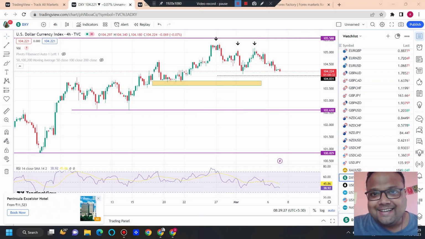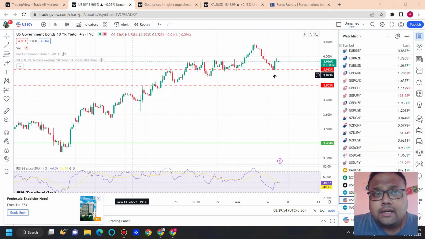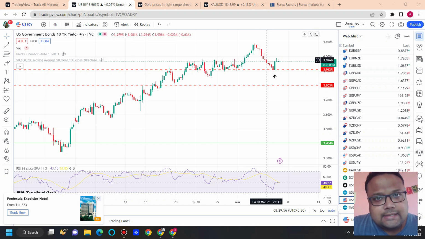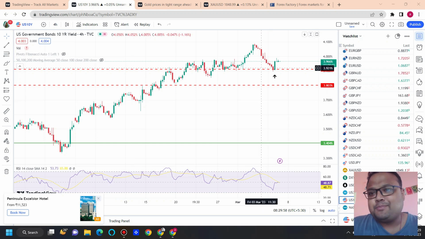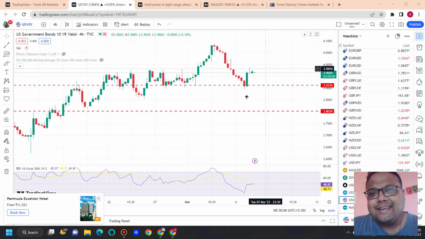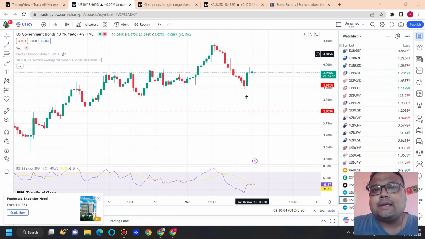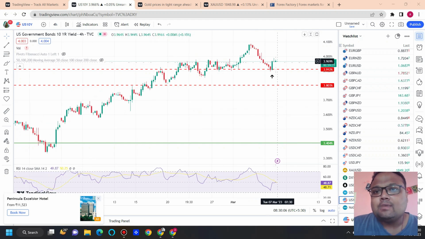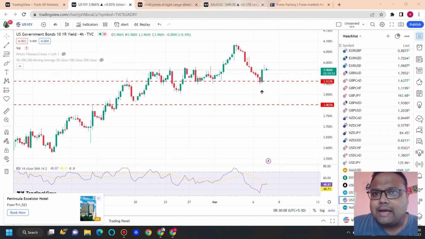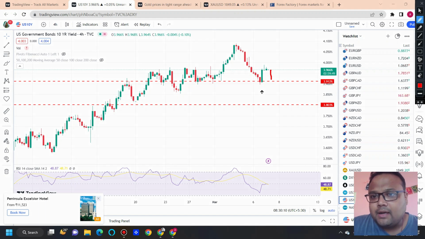And if you look at the US 10-year government bond, then as expected, market took support. And right now, it is standing at 3.966%. But yes, not a clean upside. So I think that there's a high chance that market may come down again to test the support.